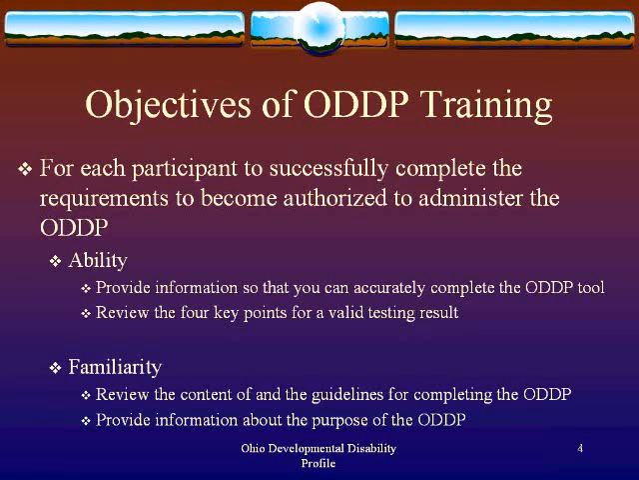The objectives of the training, again, are that we want each of the assessors that we're training today to be successful when they become authorized to administer the DDP. To do that, we want to make sure you have the ability to accurately complete the tool. We're going to review some key points of assessments that are valid for completing the tool. And we want you to be familiar with the tool and feel comfortable with it, so that you can get the correct information and make sure you're answering things correctly.